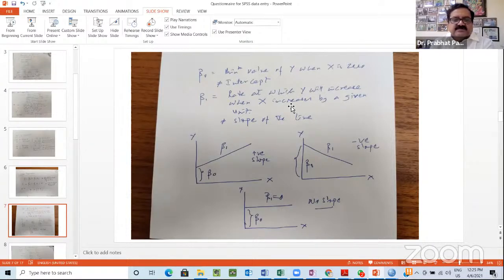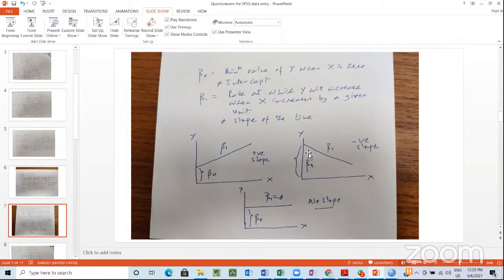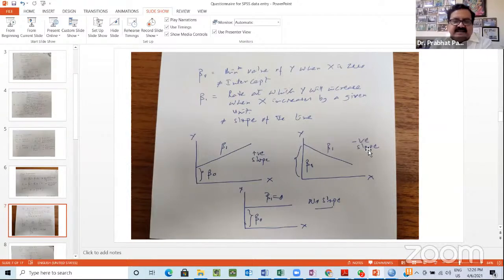Beta 1 is the rate at which y will change or increase when x increases by a given unit. In these graphs, the curve originates from this place, and the distance from 0 to this place is the value of beta 0. The originating point of the curve is the intercept, and the way it slopes, upward sloping, downward sloping, or a straight line in the third graph, are all indicators of the slope. In the first graph, the upward sloping curve has a positive slope, and the downward sloping curve has a negative slope. And if it is parallel to the x-axis, it has no slope.